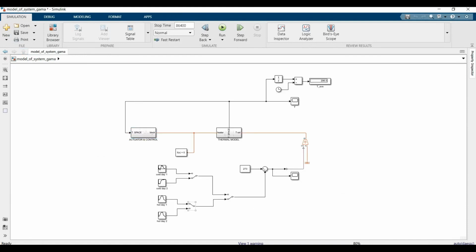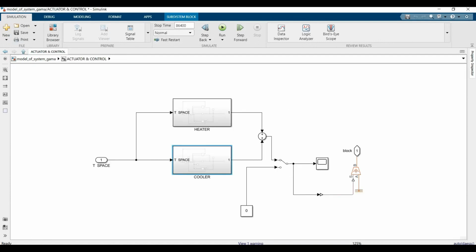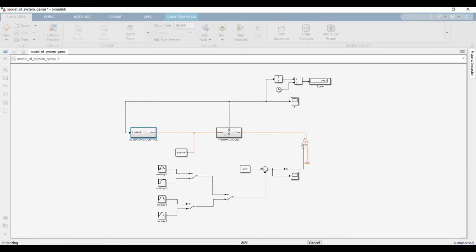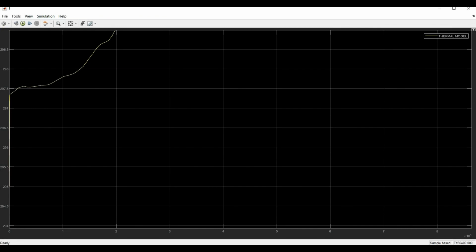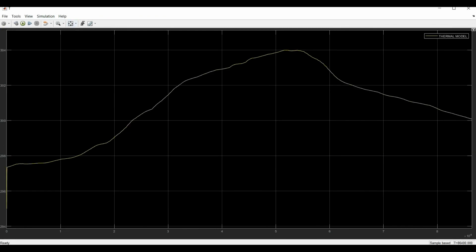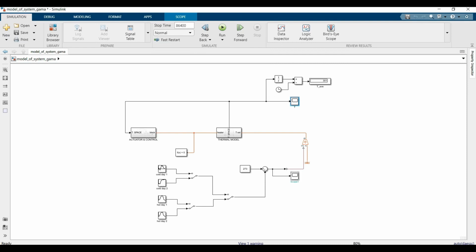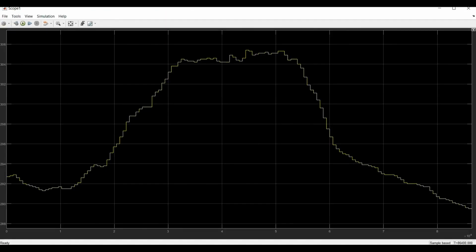Now I choose the hot day 2, and I don't consider the actuator and control system, and run. The temperature value is 301. As you can see, that is higher than a specific value that we determined for the upper limit of the temperature. The temperature variation of space is like this, and the external temperature variation is like this.